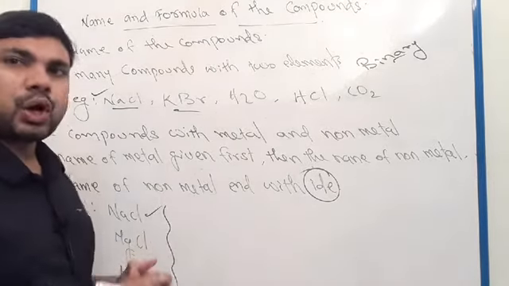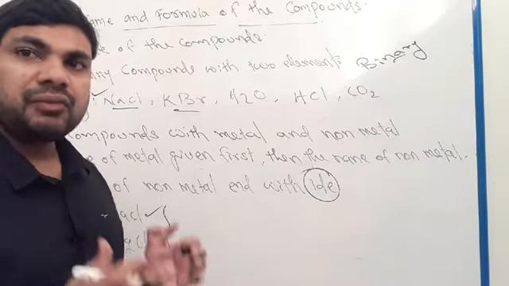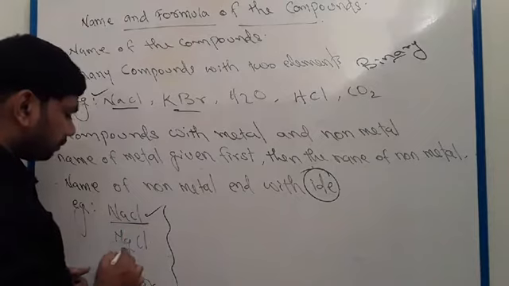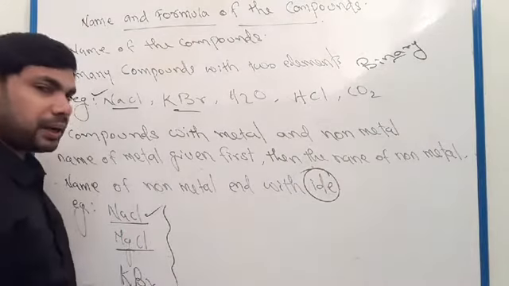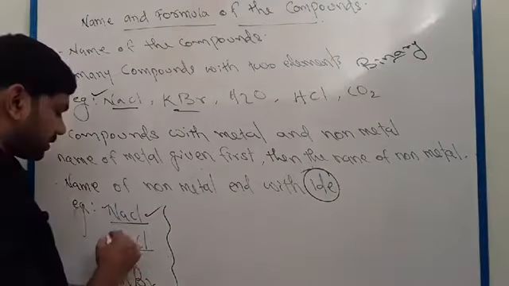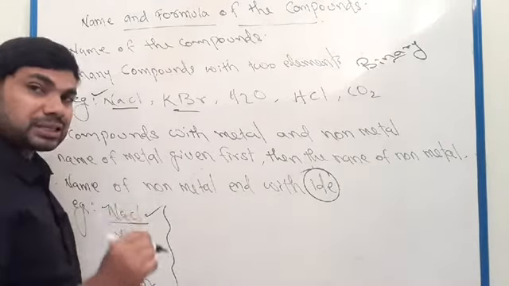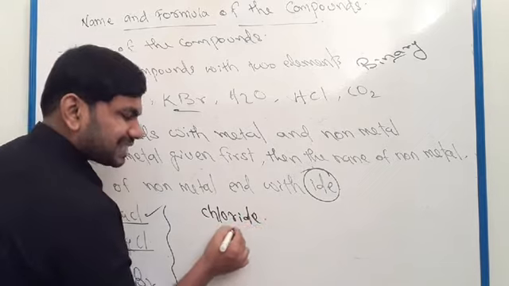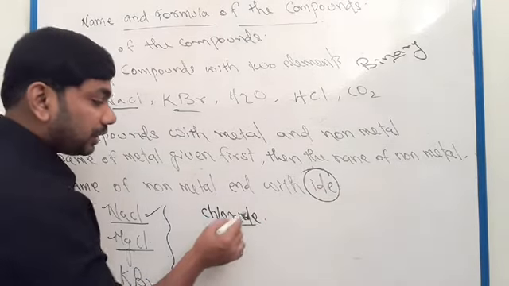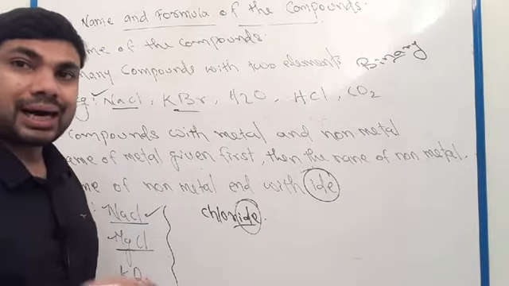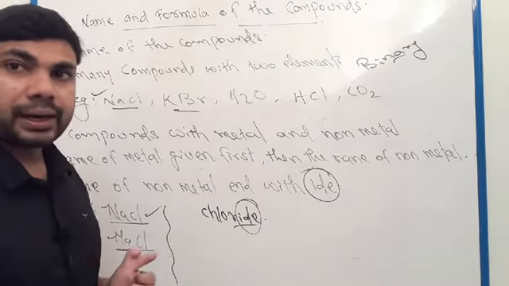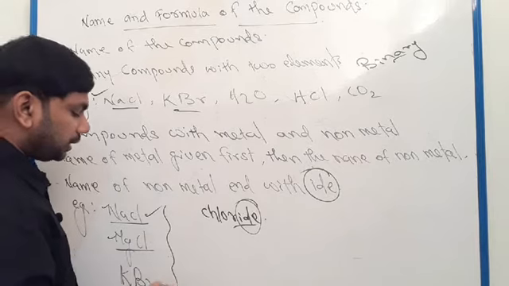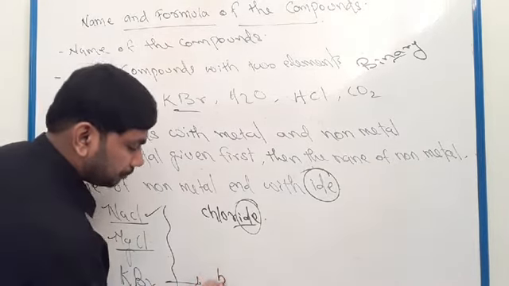So if there is any compound with a metal and a non-metal, we have to say the name of the metal first. In sodium chloride, magnesium chloride and potassium bromide, the metal comes first. And for the non-metal chlorine, instead of chlorine we say chloride. The name of the non-metal ends with -ide: chloride, bromide.